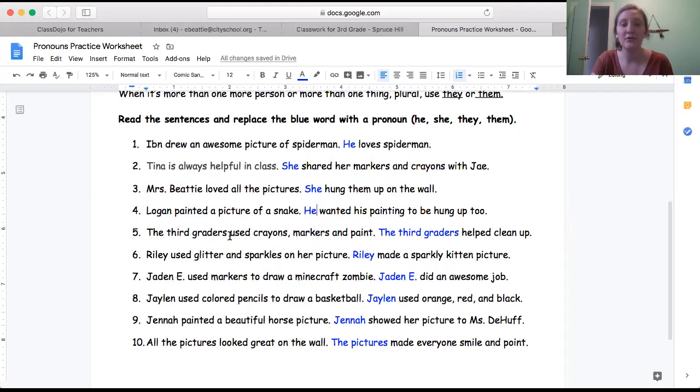Number five, the third graders used crayons, markers, and paint. The third graders helped clean up. What are we going to use to replace the third graders? That's not just one person. That's more than one person, right? That's a whole group of people. So am I going to say he helped clean up, she helped clean up, they helped clean up, or them helped clean up? I'm going to use they. They helped clean up. Them helped clean up does not make sense. That's not correct grammar. They helped clean up.